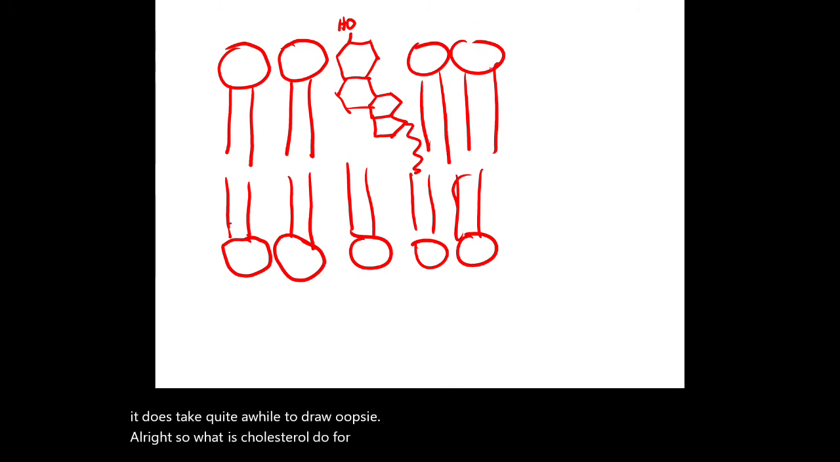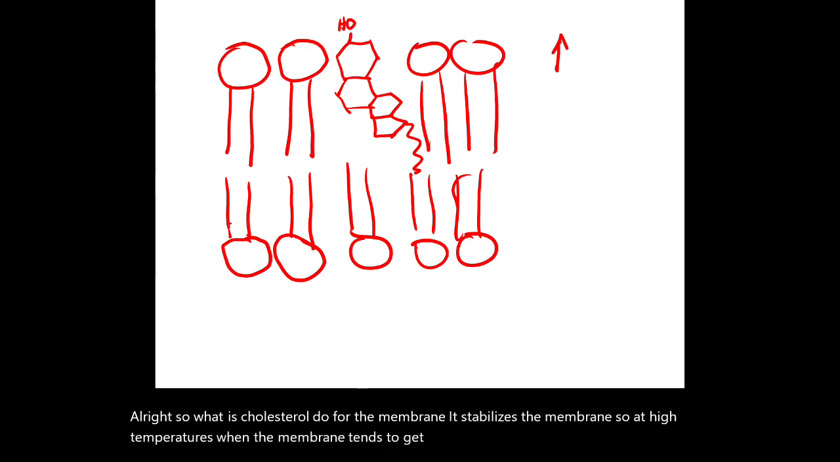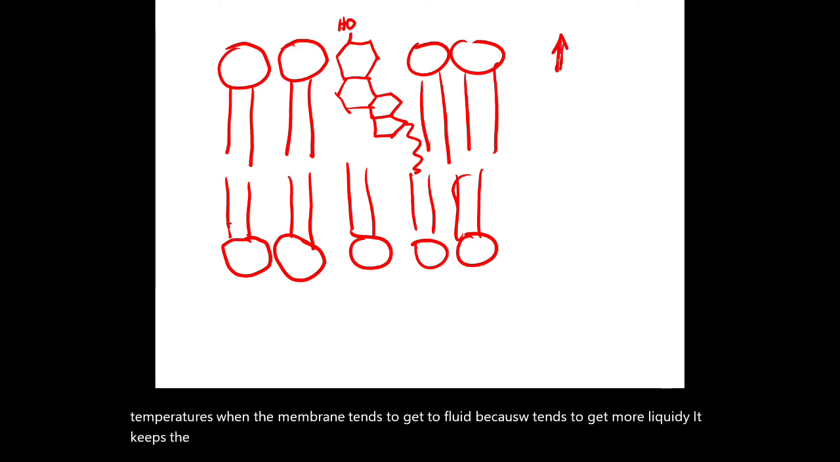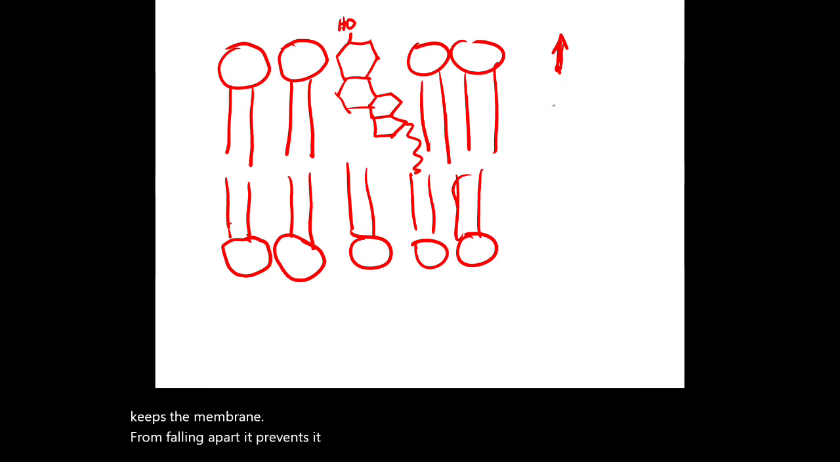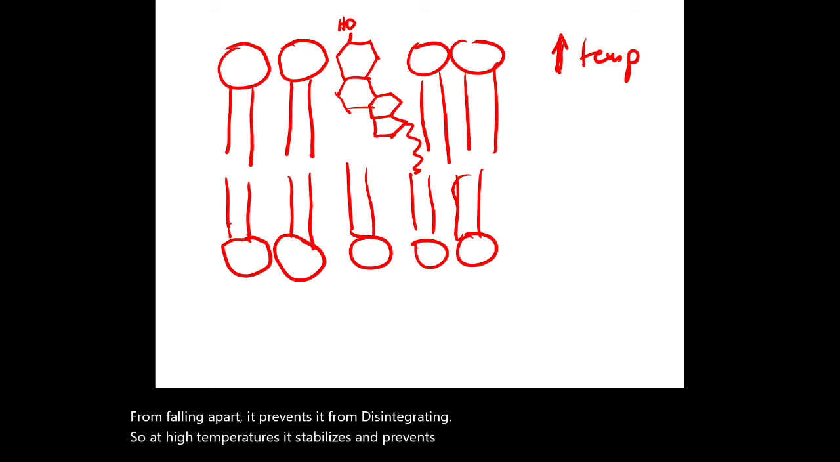All right, so what does cholesterol do for the membrane? Well, it stabilizes the membrane. So at high temperatures, when the membrane tends to get too fluid, because it tends to get more liquidy, it keeps the membrane from falling apart. It prevents it from disintegrating. So at high temperatures, it stabilizes and prevents it from falling apart, essentially.